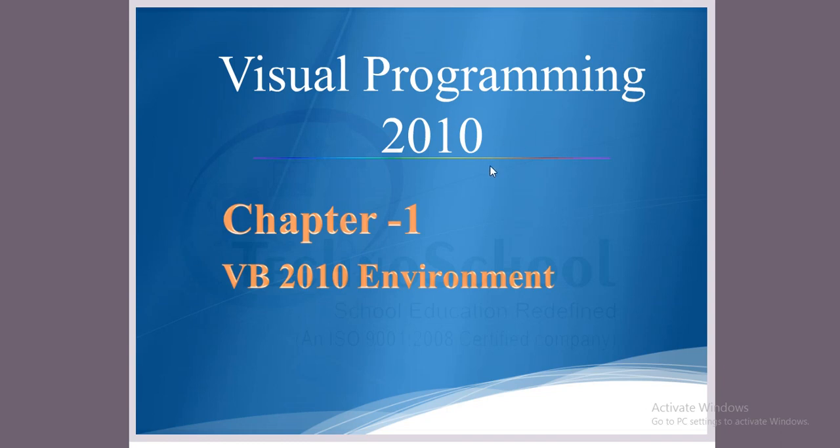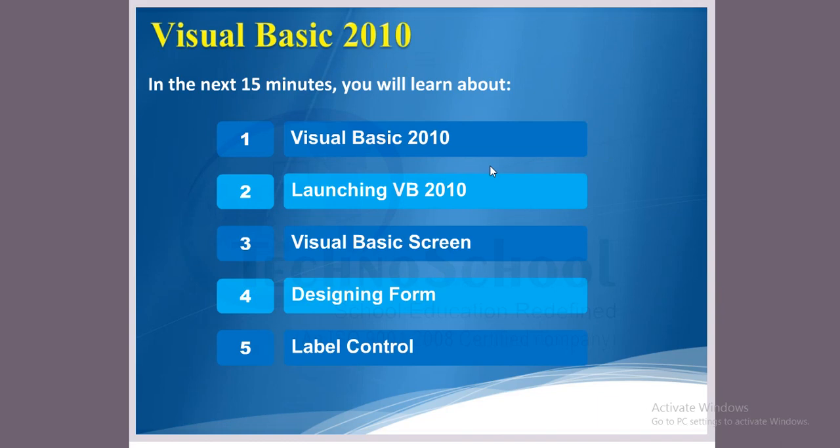So in this chapter, we have 5 concepts. In today's section, we are going to learn only 3 concepts. First is Visual Basic 2010. Second, launching VB 2010, that's how to open VB 2010. And third one is the Visual Basic screen, how the screen appears once we open VB. The fourth and fifth concepts we will see in the next section. Fine.